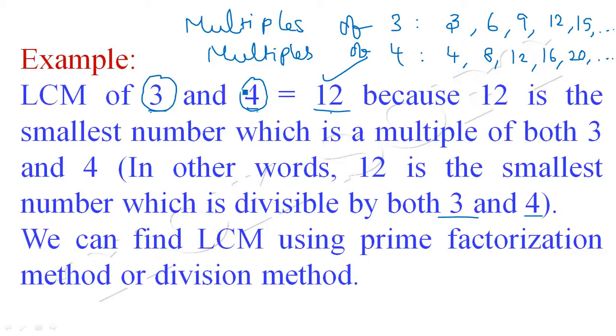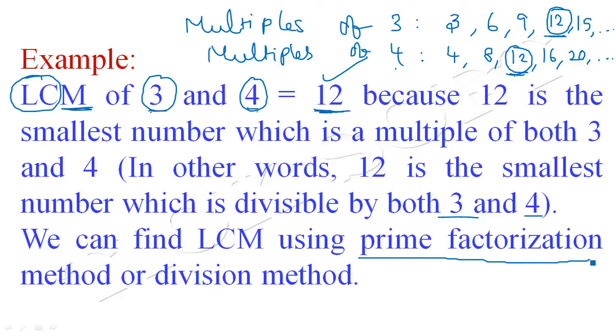We found the multiples, but here we have to find the least common multiple. The least as well as the common multiple of these two numbers is nothing but 12. That is, 12 is common to both of the multiples and at the same time it is the least common multiple. Hence the LCM of 3 and 4 is 12, the smallest number which is divisible by both 3 and 4. To find the LCM of given numbers we are going to use two methods. One is the prime factorization method and the other is the division method. Let us discuss these two methods now.